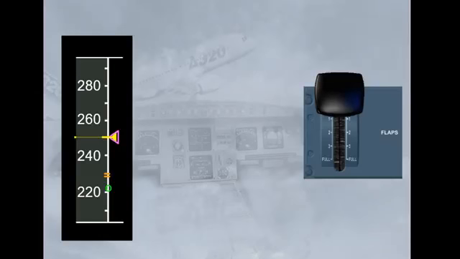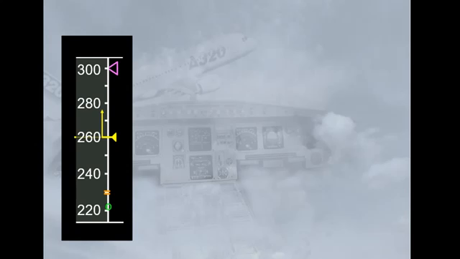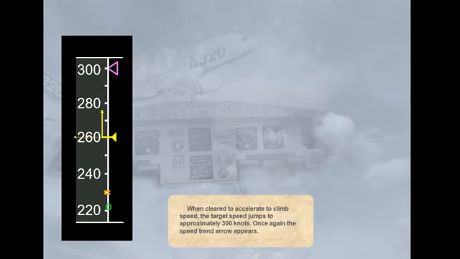After flap retraction, the aircraft is clean, therefore no VFE is indicated. The aircraft stabilizes at 250 knots. Notice that the target speed is in line with the speed reference line. When cleared to accelerate to climb speed, the target speed jumps to approximately 300 knots. Once again, the speed trend arrow appears.